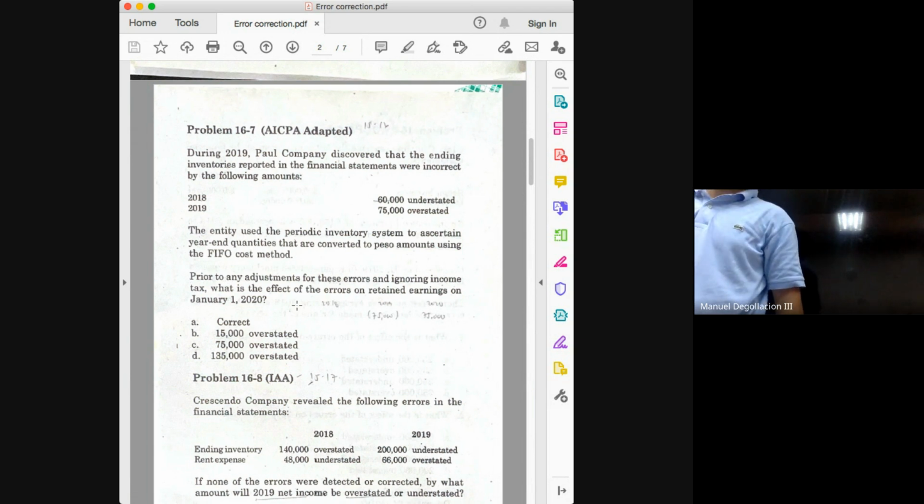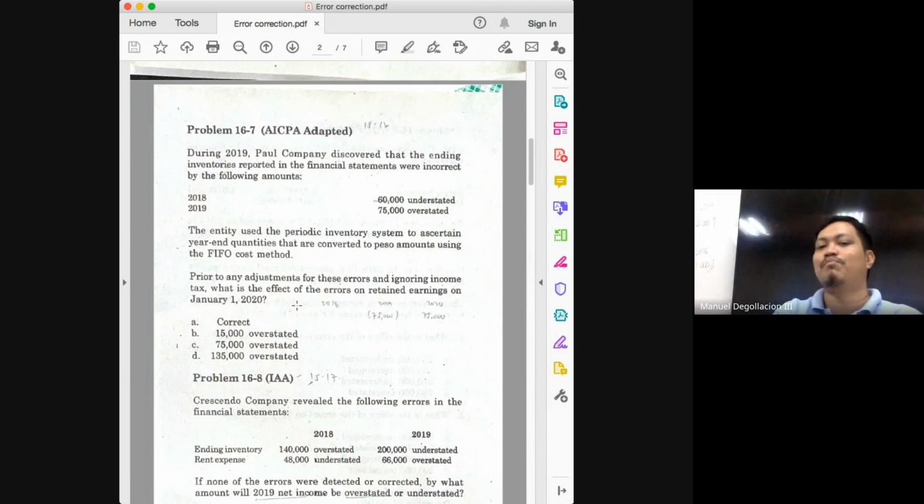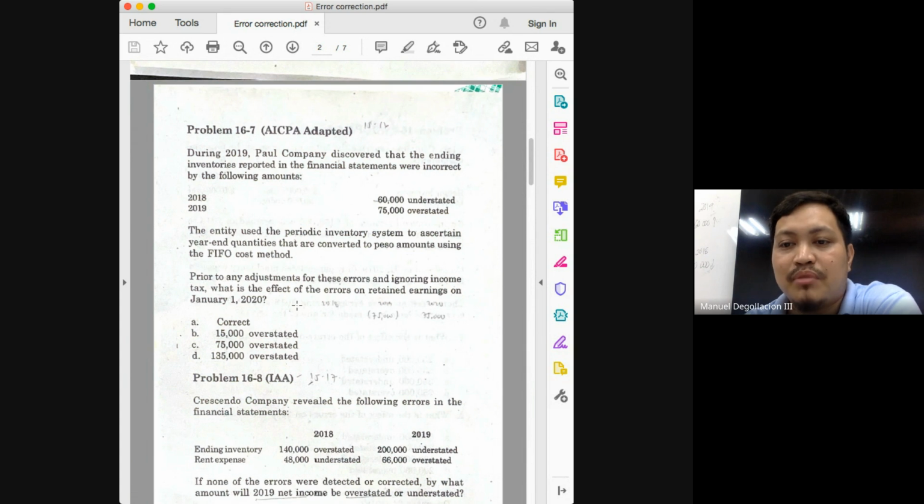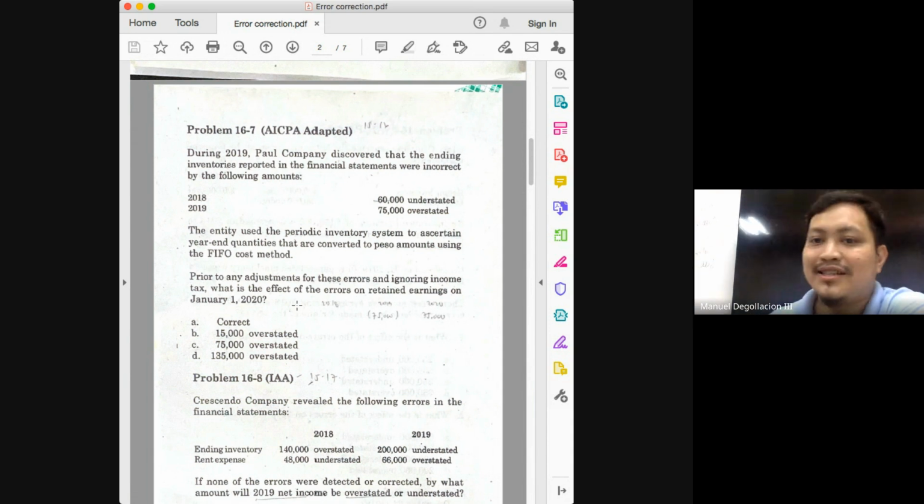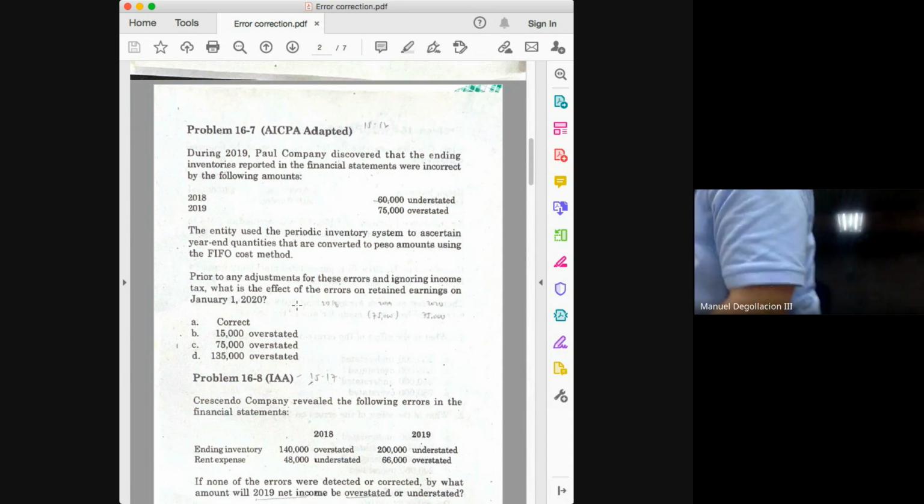So for 2019, as a result of the error in your beginning inventory, your net income would be overstated by 60. Next, what other error do we have in 2019? We have overstatement of the ending inventory. Okay, what's the effect, class, if ending inventory is overstated? If the amount deducted is overstated, that would mean cost of goods sold is understated. If cost of goods sold is understated, that would mean net income would be overstated. By how much? 75.